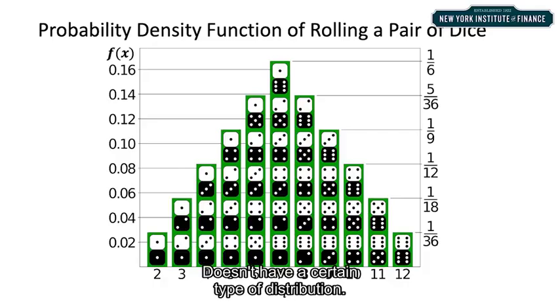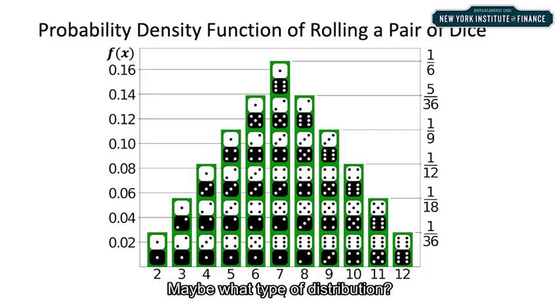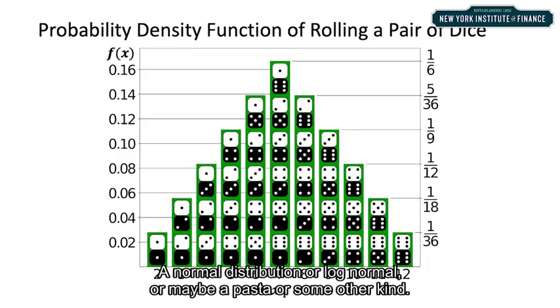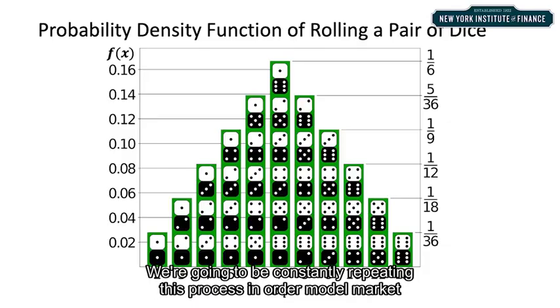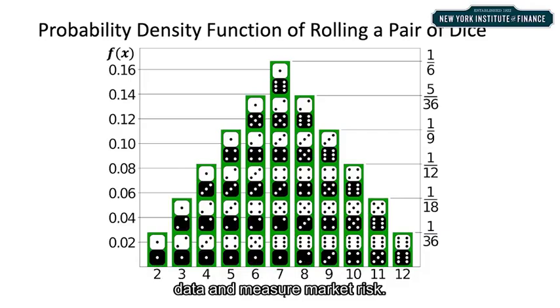Does it have a certain type of distribution? Maybe what type of distribution? A normal distribution or a log normal or maybe a Poisson or some other kind. We're going to be constantly repeating this process in order to model market data and measure market risk.